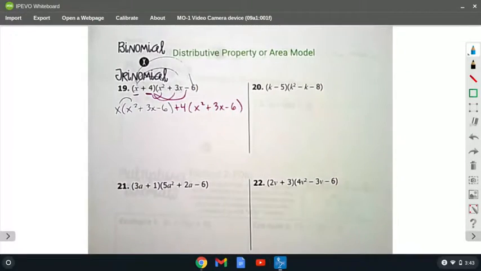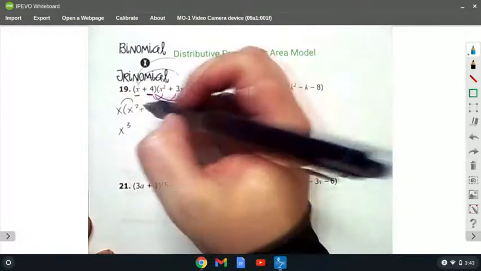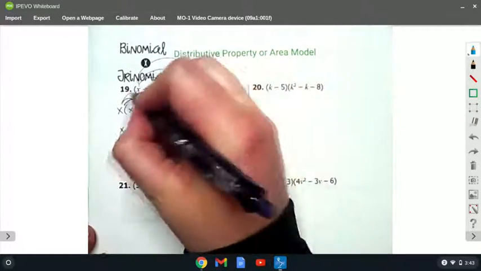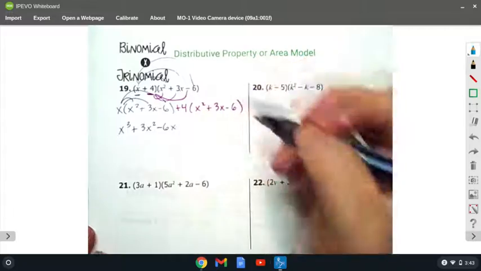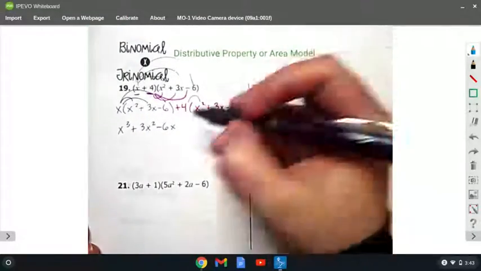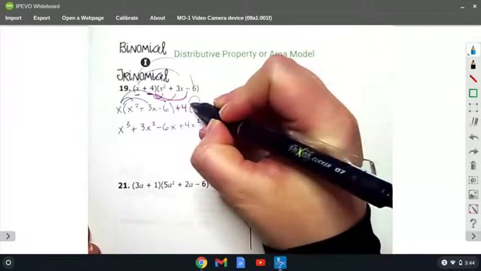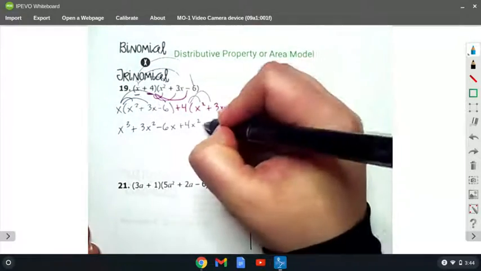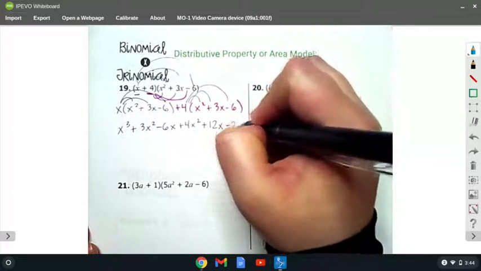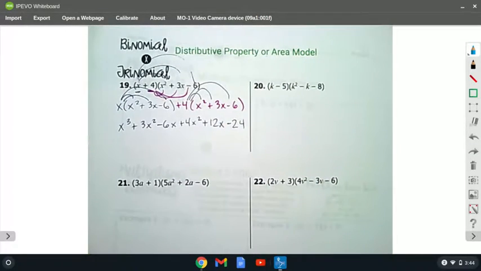X times x squared is going to give me x cubed. X times 3x is going to give me 3x squared. And x times negative 6 is going to give me negative 6x. Then I'm going to distribute this 4 to get 4x squared. 4 times 3x is going to give me 12x. And 4 times negative 6 is going to give me negative 24.